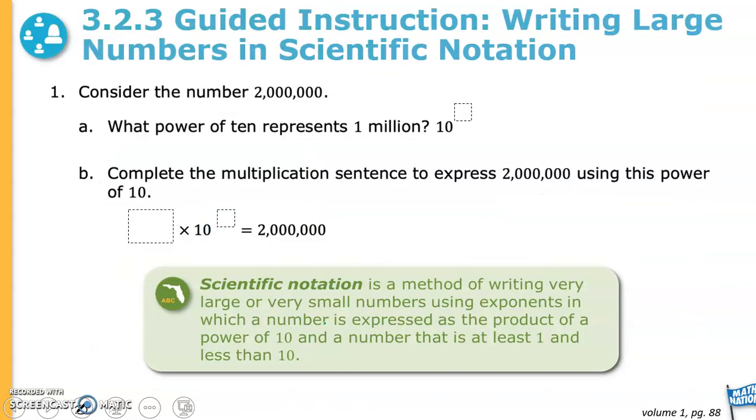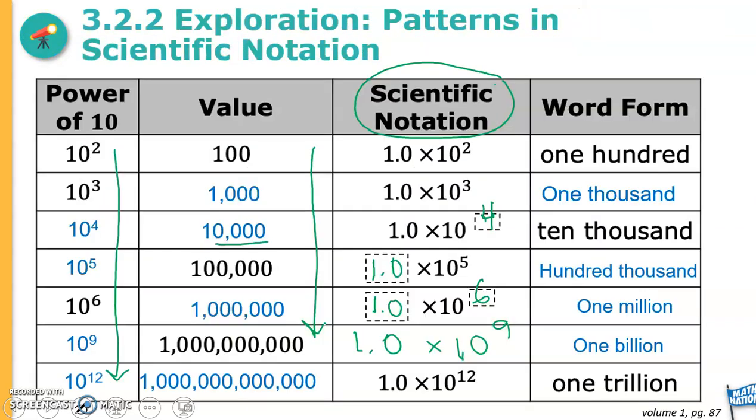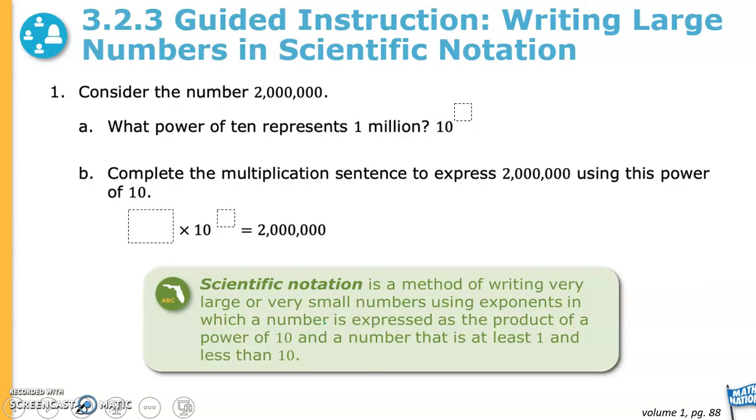Consider the number 2 million. What power of 10 represents 1 million? Well, on the last slide, we said that 1 million was 10 to the sixth power because it's a 1 with 6 zeros. Complete the multiplication sentence to express 2 million using this power of 10. This is the first time we're not going to see a 1.0 because it starts with a 2, this time it's a 2.0. It still has 6 zeros, we're moving it 6 times, so it's a 10 to the sixth power.